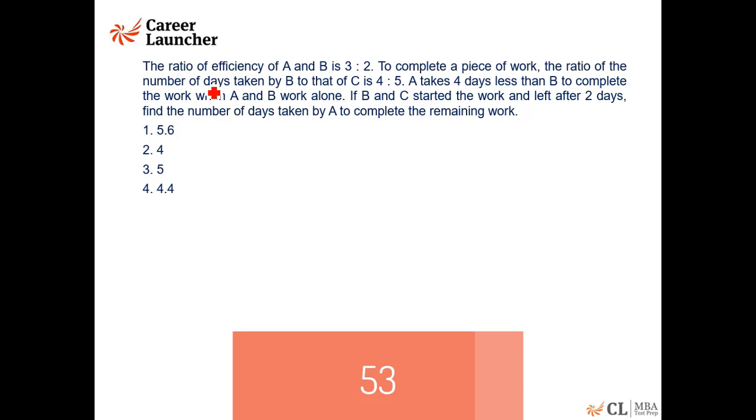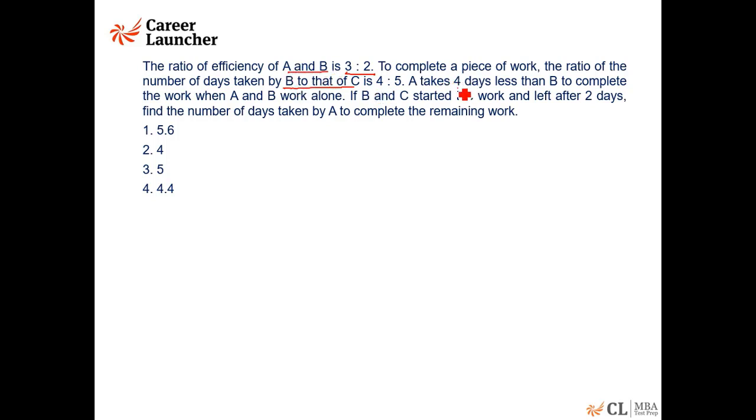The ratio of efficiency of A and B is 3:2. To complete the piece of work, the ratio of the number of days taken by B to that of C is 4:5. So this was A to B and now we have B to C. A takes 4 days less than B to complete the work when A and B work alone. If B and C started the work and left after 2 days, find the number of days taken by A to complete the remaining work.